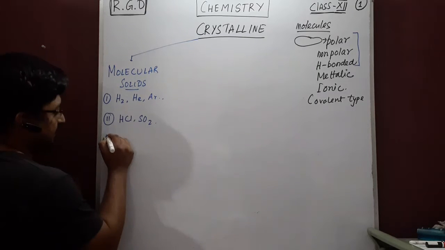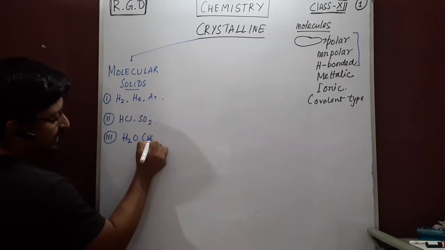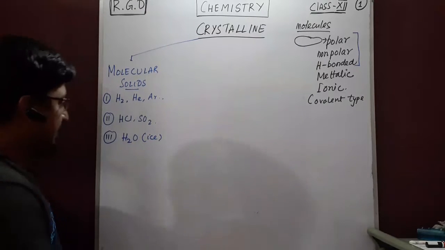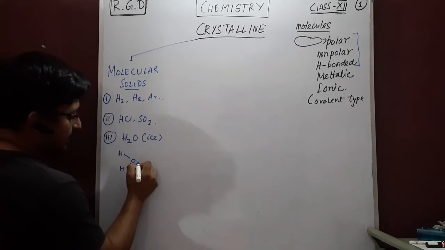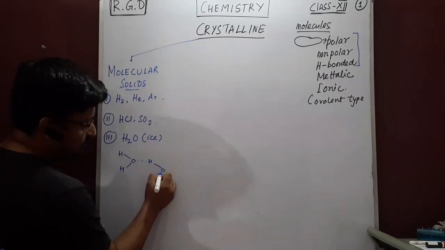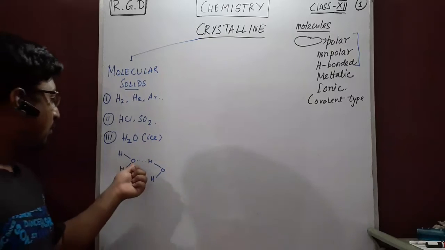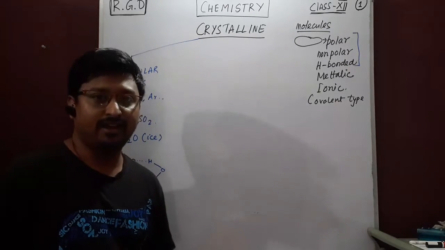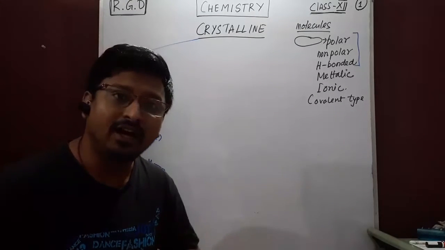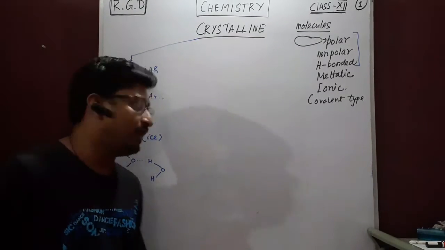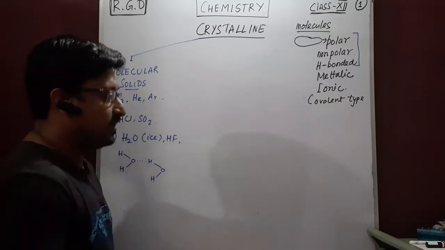Okay. Number three. What happens in water? Ice. In ice, this is a water molecule, and it is hydrogen bonded with another water molecule. So this is basically an oxygen-hydrogen bonding interaction. Similarly, in urea you find nitrogen-hydrogen bonding interactions. In hydrogen fluoride also, you have hydrogen and fluorine hydrogen bonding interactions.